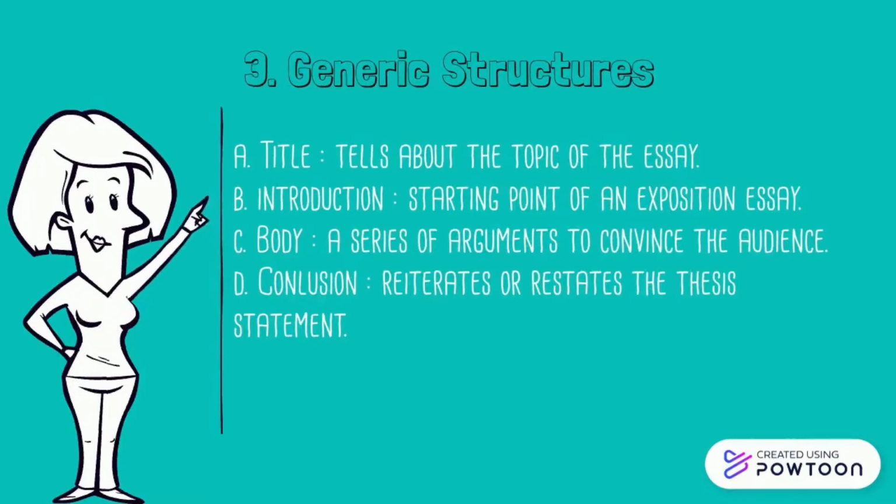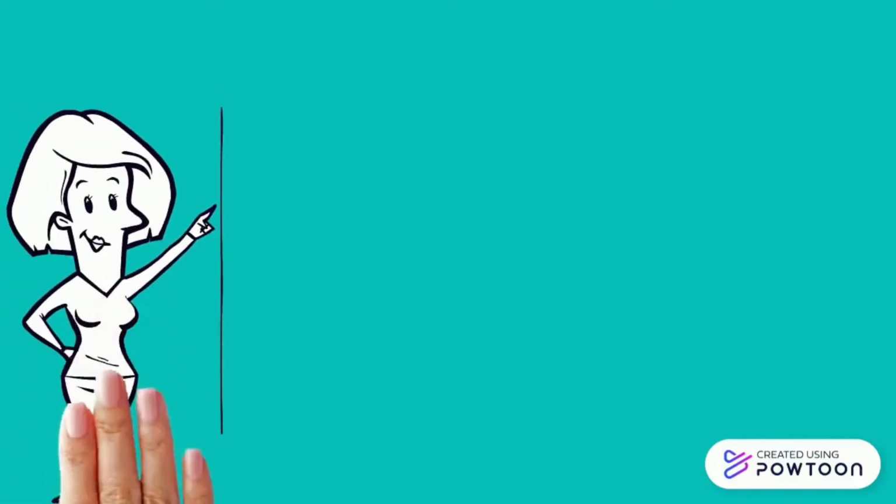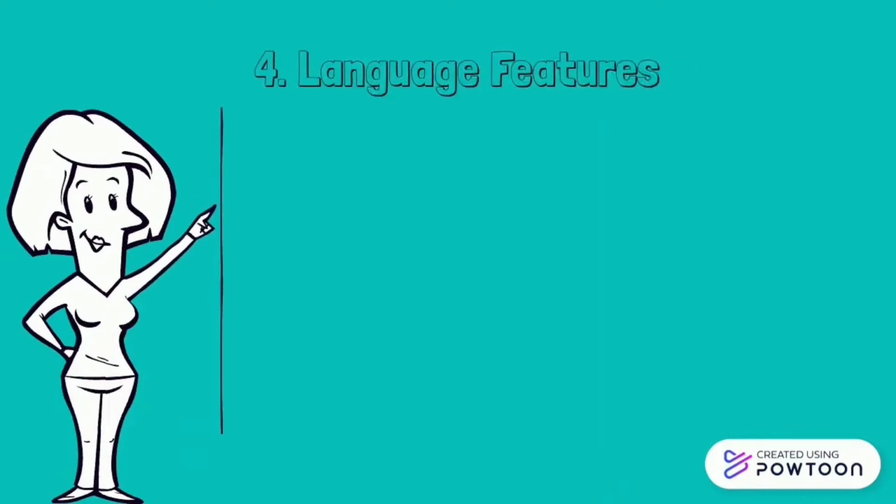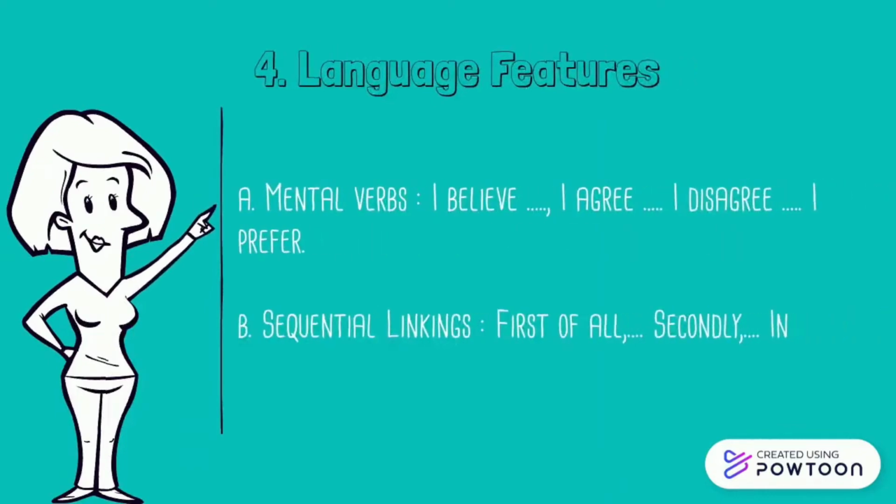Last, the generic structure of an analytical exposition text is conclusion. It reiterates or restates the thesis statement, and in conclusion, it summarizes what has been stated. That's all about the generic structures of an analytical exposition text. Now we are going to discuss its language features.